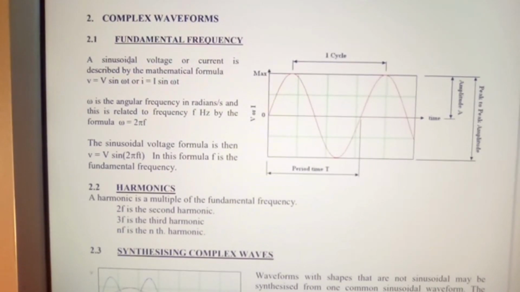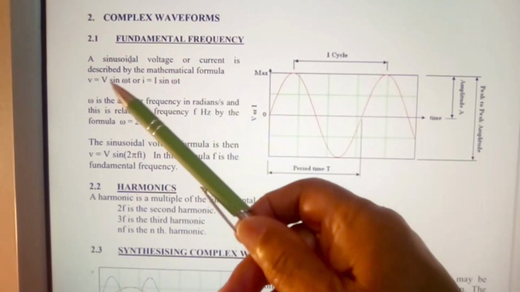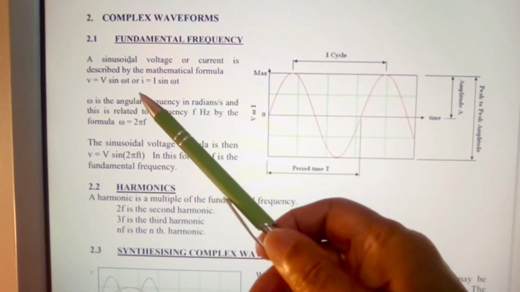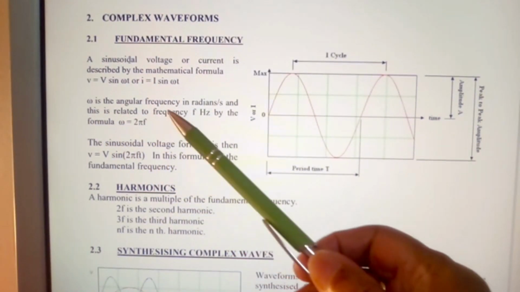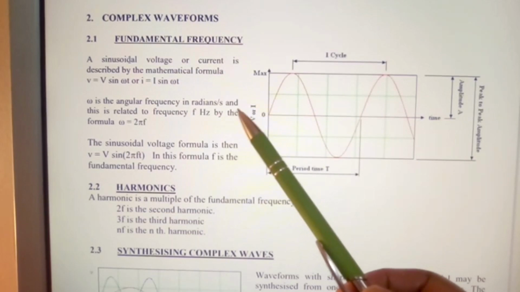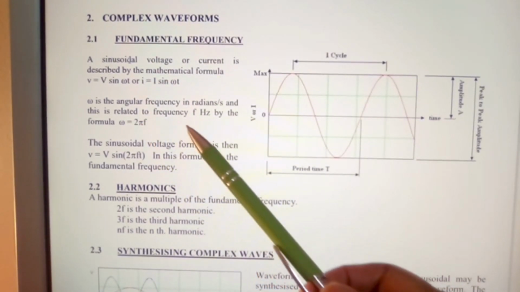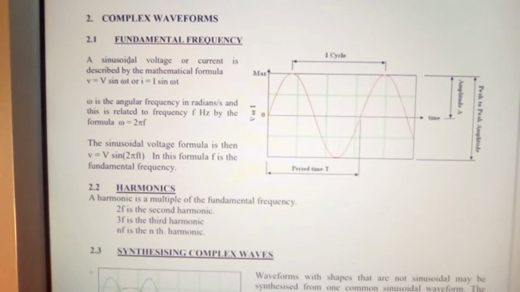Complex waveforms, fundamental frequency. A sinusoidal voltage or current is described by the mathematical formula V equals V sine omega t, or I equals I sine omega t. Omega is the angular frequency in radians per second, and this is related to frequency f hertz by the formula omega equals 2 pi f.